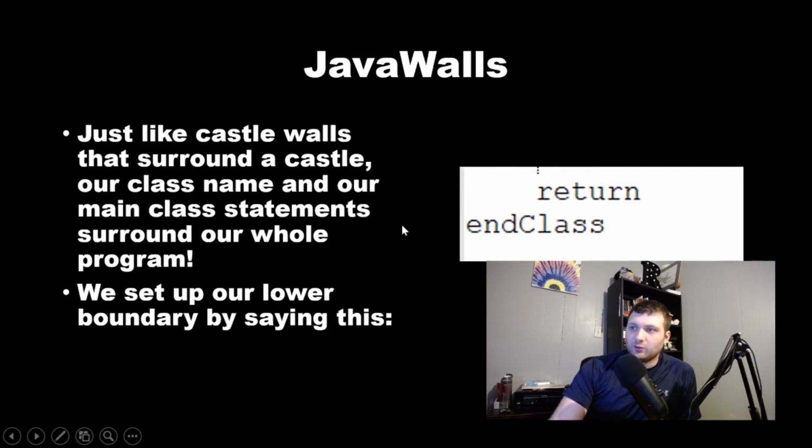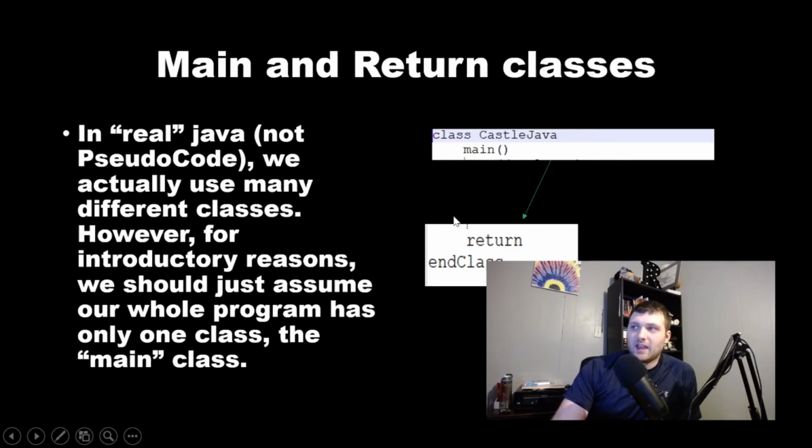Now, I know it's difficult to visualize right now. That's why I'm going to go ahead and put them next to one another here. So we have class Castle Java with a main method. We have a return, and then we have an end class. And all of our code should happen inside of here. All of our village people should be running around inside here. Our prince is inside here. Our princesses are inside here.